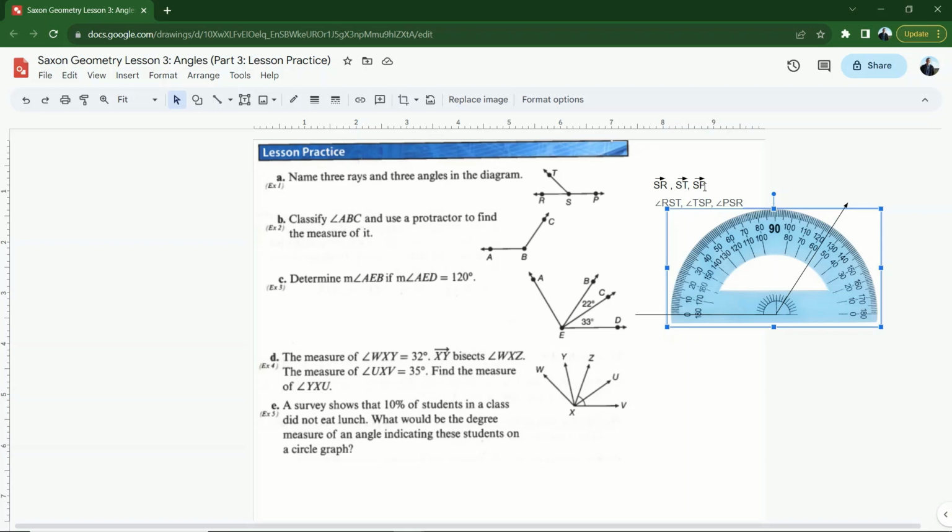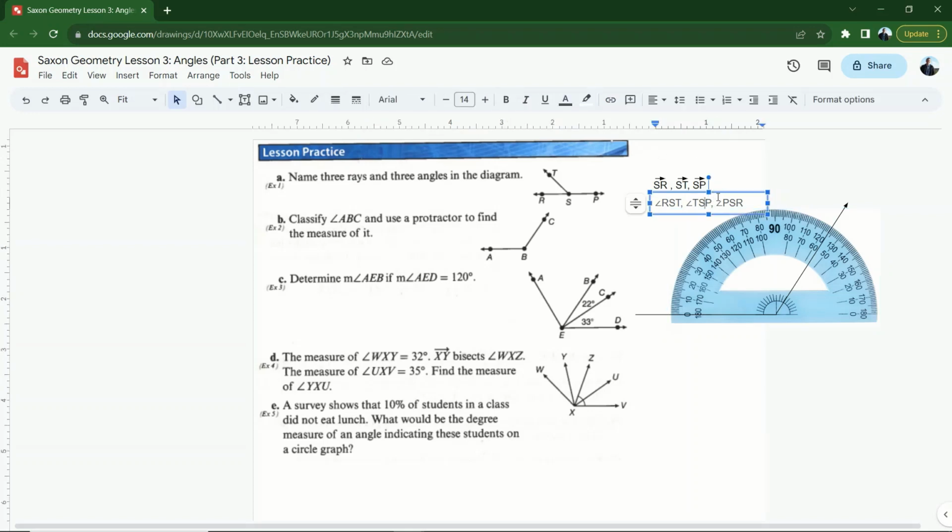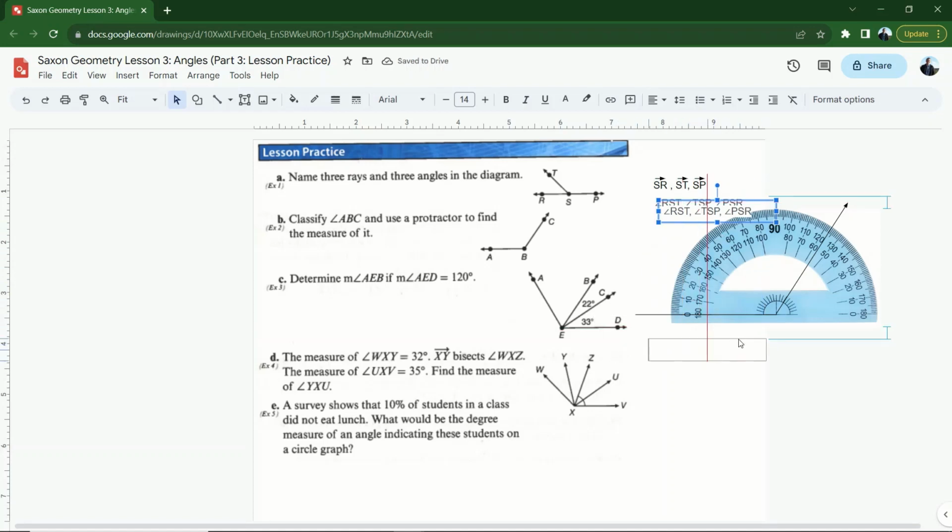The next ones get a little easier. So determine the measure of angle AEB if the measure of angle AED is 120. Okay, so angle AED is 120. I know that that full angle equals the sum of the little angles. One of the little angles is DEC at 33. Another little angle is CEB at 22. And then I've got this third angle measure, AEB. And I'm just going to call that X for right now.